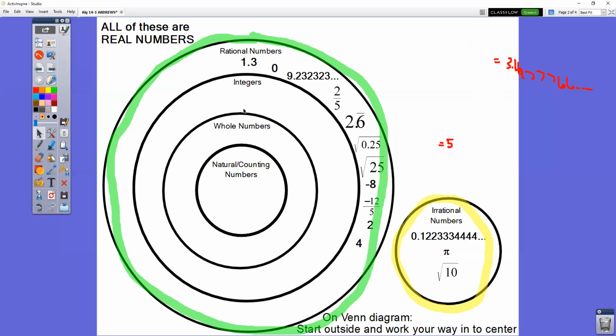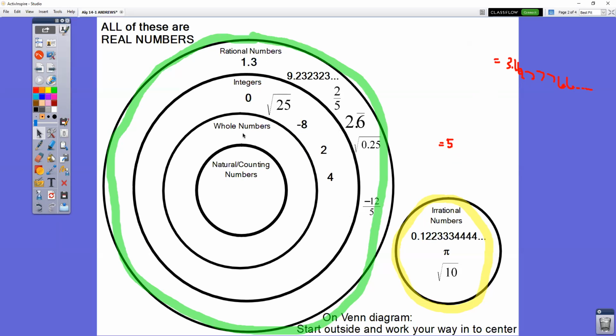But now we need to classify them even more. So in our next inner circle, we're going to get more selective. These are integers as well as being rational numbers. So 0 is an integer. The square root of 25, that is 5. That is an integer. -8 is an integer. 2 is an integer. And 4 is an integer. So everything that is an integer is also rational. These numbers on the outside here are only considered rational numbers. They are not integers, not whole numbers, not natural or counting numbers.